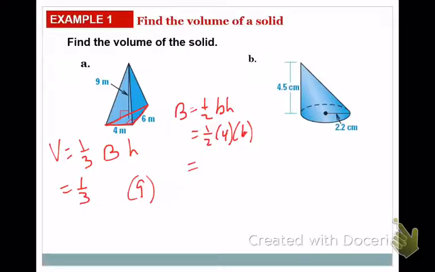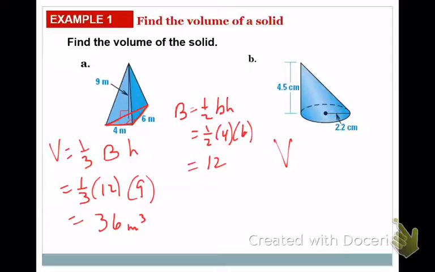Now you multiply that out. 1/2 of 4 is 2 times 6 is 12. And so the area of that triangle is just 12. So 1/3 of 12 is 4. 4 times 9 is 36. This is going to be 36 cubic meters.